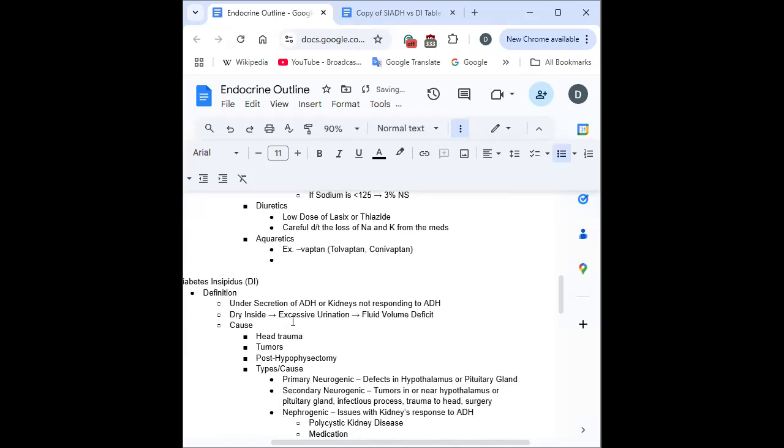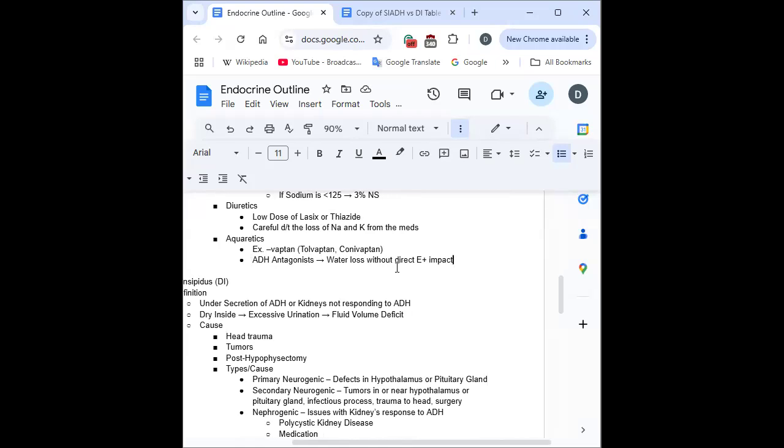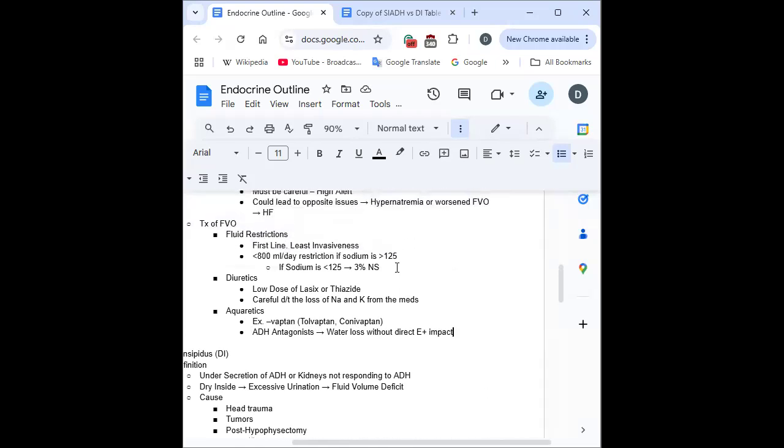It's worth noting these are ADH antagonists. They will lead to water loss without direct electrolyte impact. So unlike the diuretics, you're not losing the sodium and potassium, but it is still going to cause fluid shifts because, like we mentioned, the ADH. So when will we know to give the diuretics?